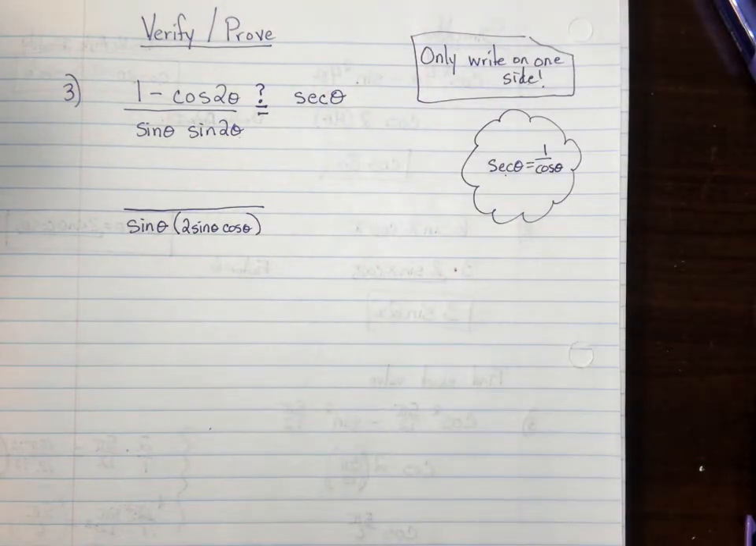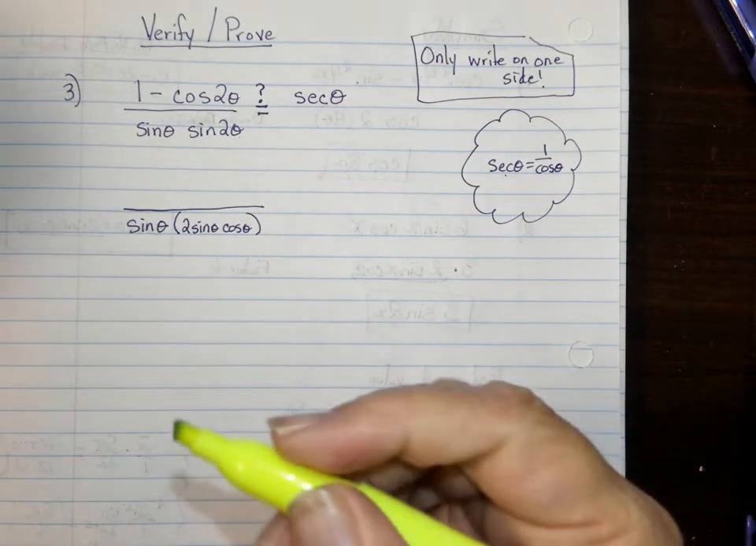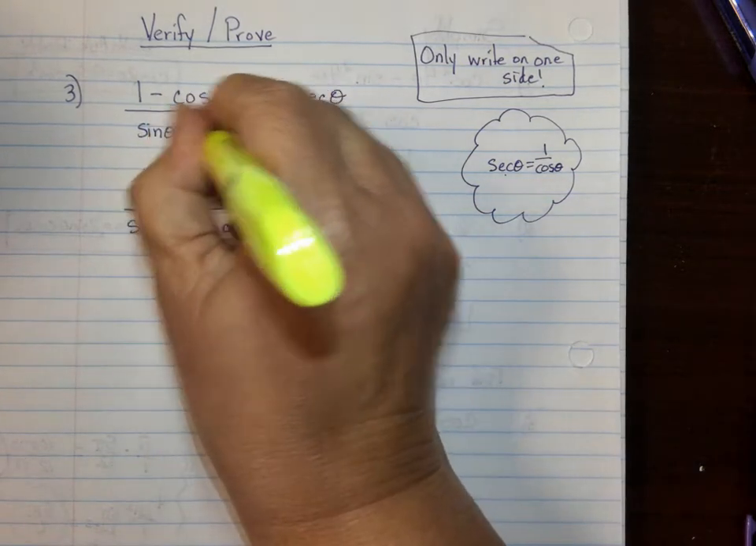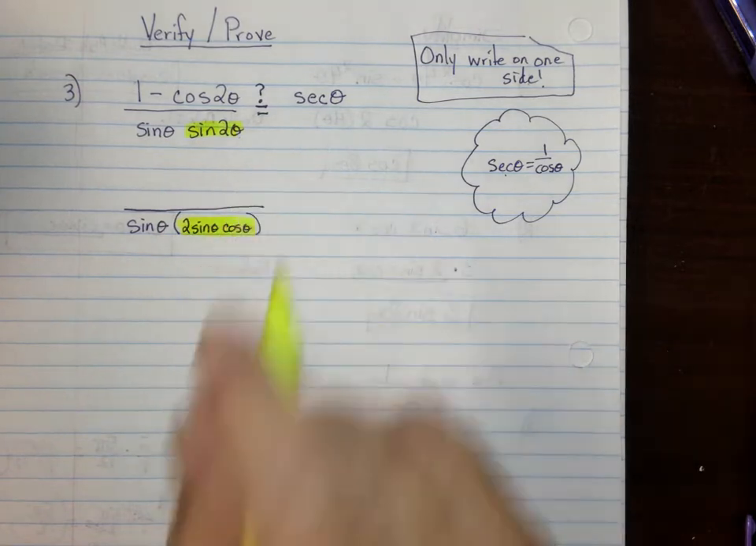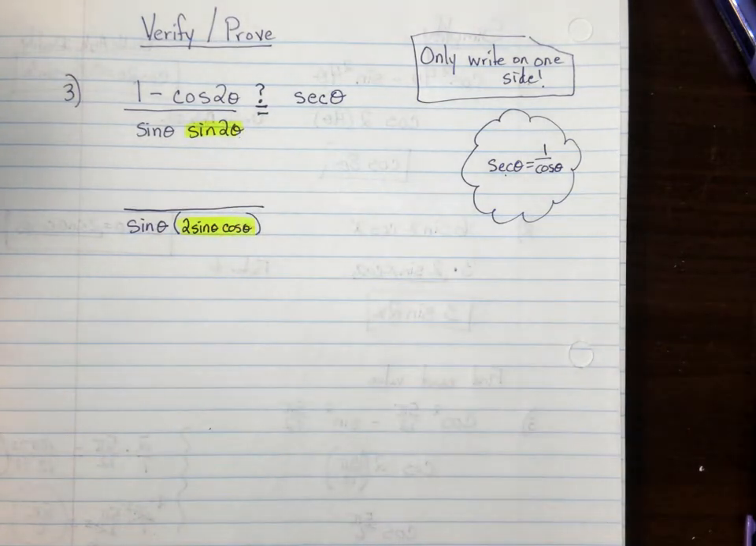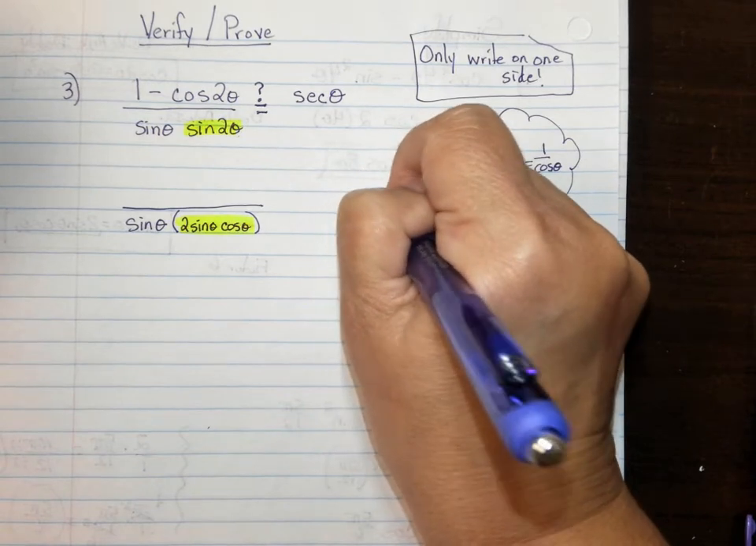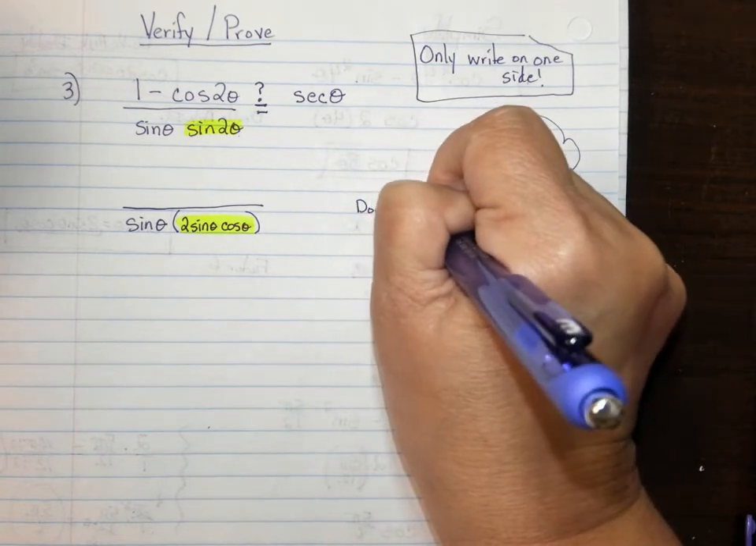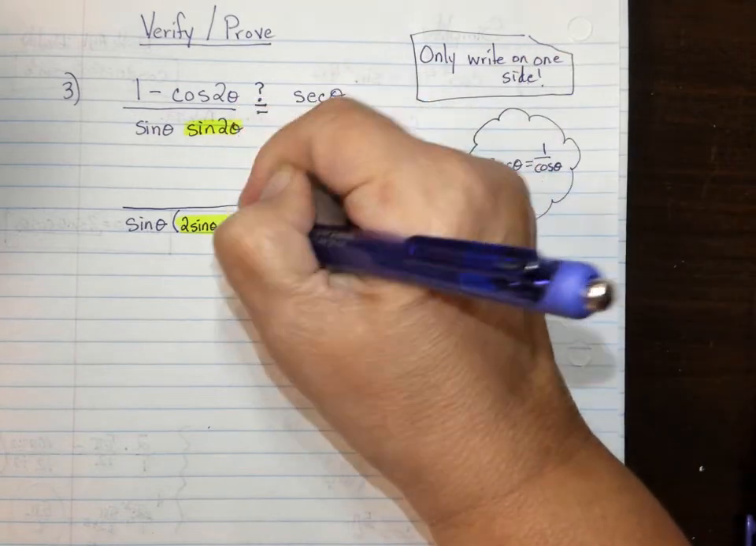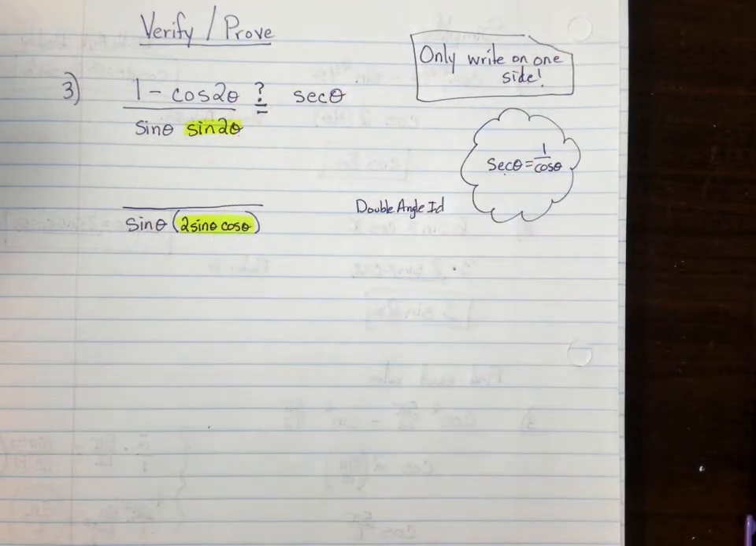So if it helps you guys, I think it is helping some of you anyway, to track with color coding. I'm taking sine theta and I'm substituting it there, right? That's my double angle identity for sine. That's what I substituted. That part stayed the same.